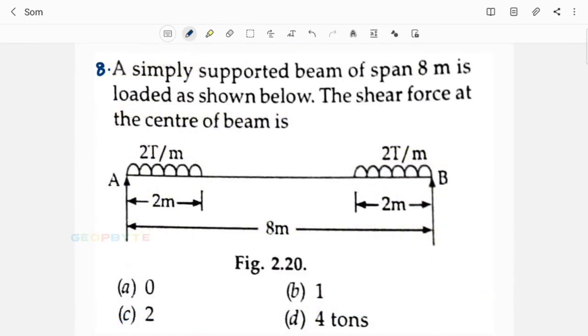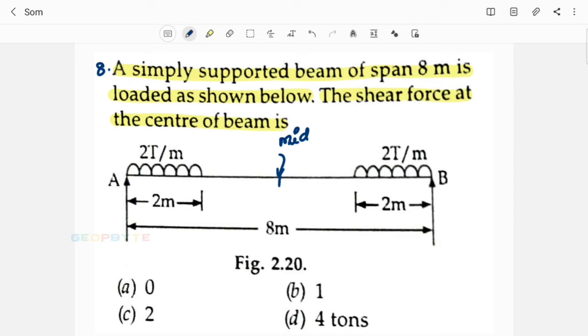Look at the next problem. A simply supported beam of span 8 meters loaded as shown below. The shear force at the center of the beam. You are asked to decide the shear force at the middle of the beam. This is the midpoint of the beam. At that midpoint, you are asked to decide the shear force.